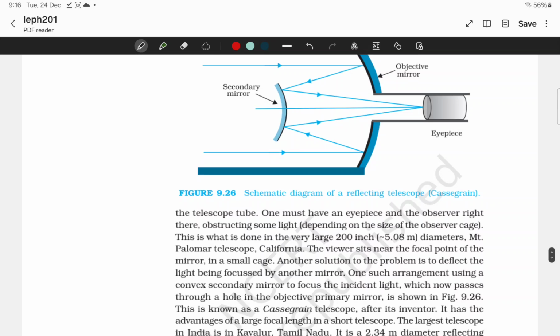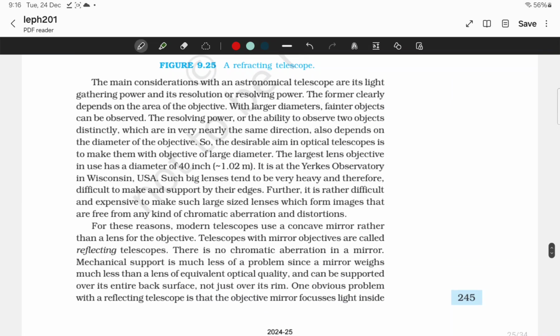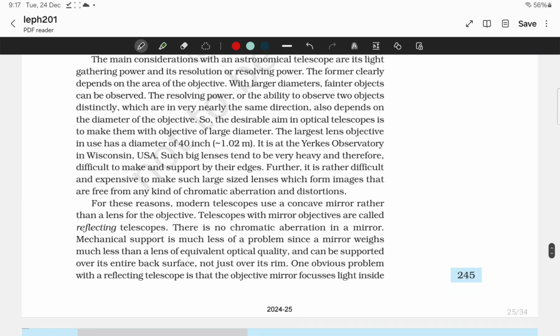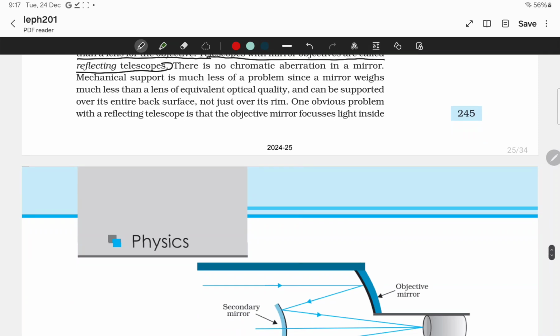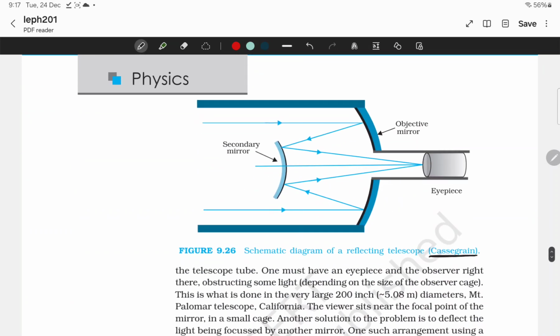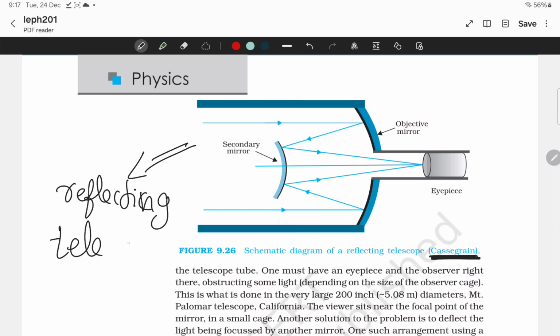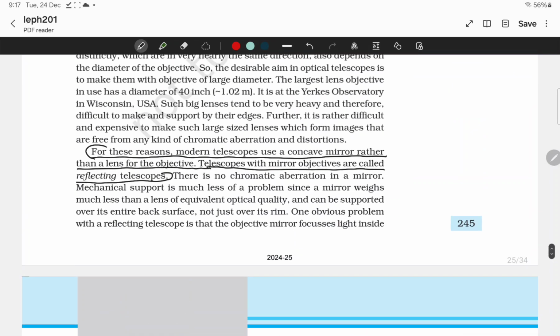Now this is the telescope I told you. Yes. For these reasons, modern telescopes use a concave mirror rather than a lens for the objective. Telescopes with mirror objectives are called reflecting telescopes. This is a special type of telescope, that is Cassegrain telescope. They can ask you questions from this because this is a reflecting telescope. Here a concave mirror is used, not a lens. So we'll read these lines from NCERT.